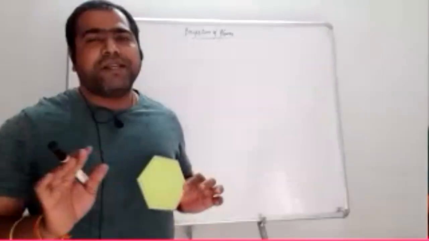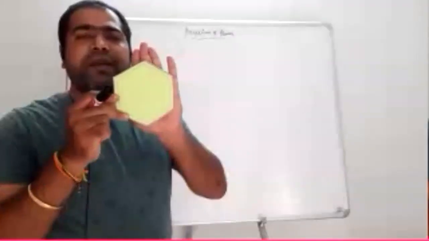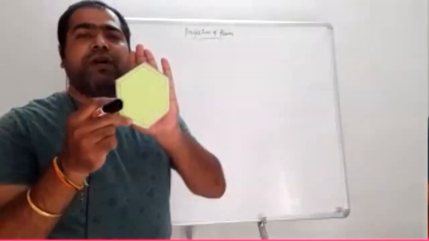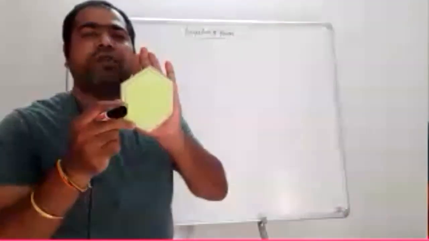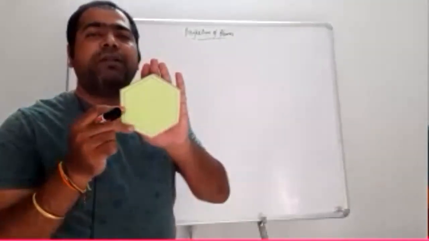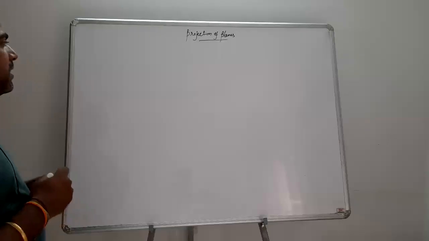So the front view is going to be the true shape when it is parallel to the reference plane. When it is making some inclination, while you are seeing from the front, it is going to be of reduced size. How can we obtain the reduced size? With the help of the change of position method. Okay. So that is about the change of position method. So let us see a simple problem. We already saw a pentagonal problem and a hexagonal problem in the previous class. Okay.